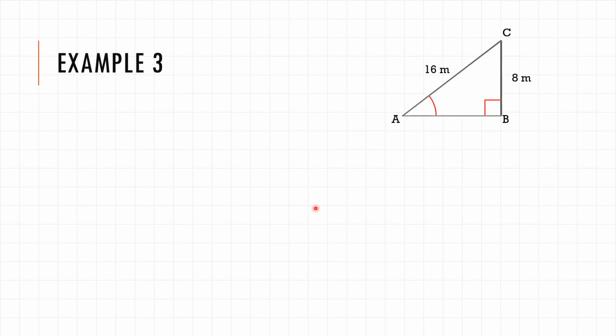In this next example, we're asked to find the measure of angle A to the nearest degree. Now here we're asked to find an angle, not a side length. And I know two of these side lengths here. Because this is a right triangle, I could use the Pythagorean theorem to find the measure of this side, but that won't actually make my life any easier.